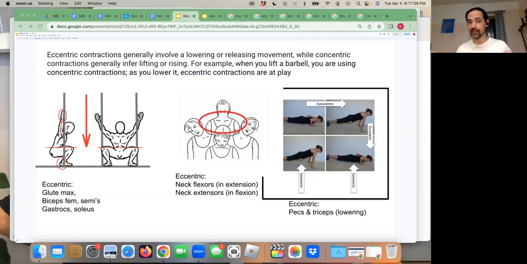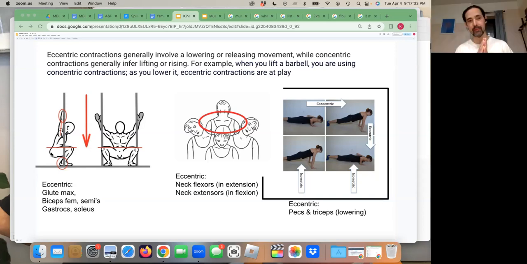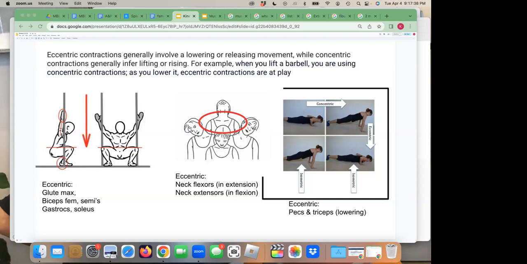So now let's look at the quads and the hamstrings. These are the pairs. So pushing off, standing up. If you're standing up, which one is shortening? Look at the movement of the knee, the movement of the femur against the knee. Which one is shortening as you stand up? The quads. That's correct. And that must mean the hamstring is lengthening. That's correct.